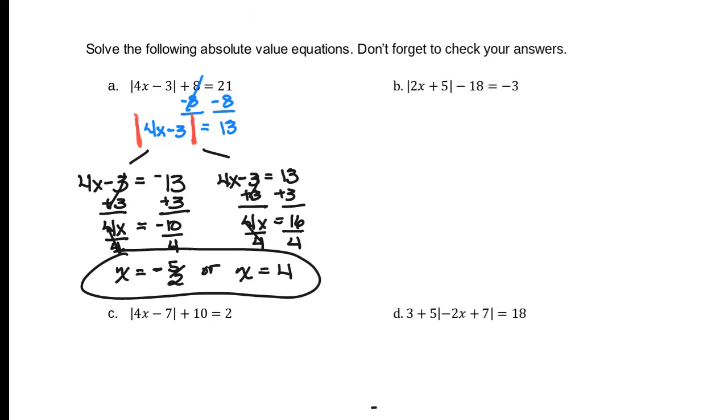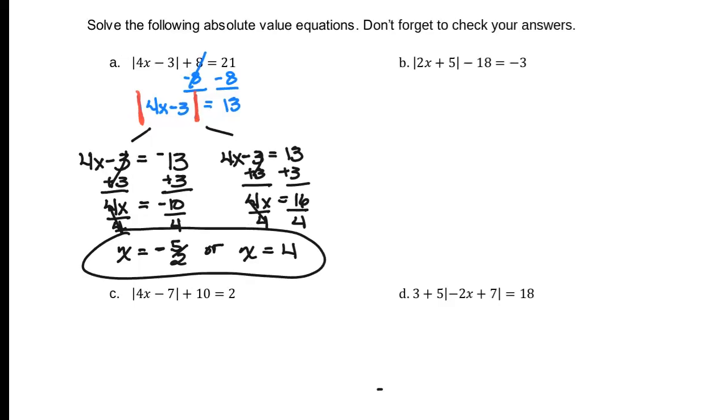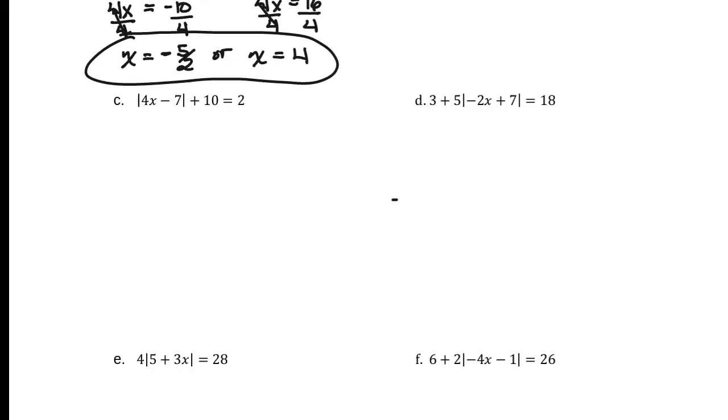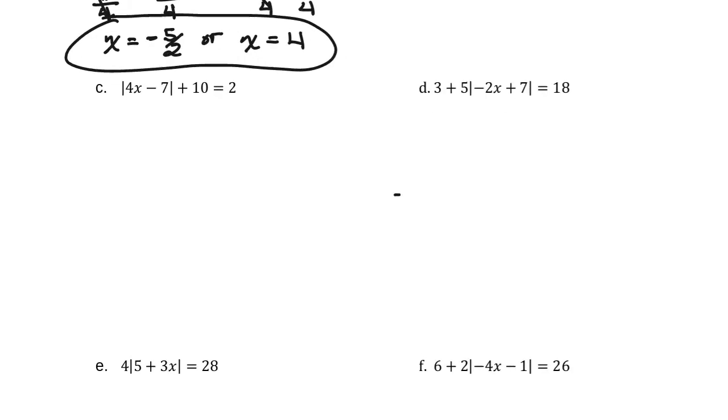All right, let's see here. Let's do letter D for sure. Jump down to D. It says 3 plus 5, and then it's got the absolute value of negative 2x plus 7, end of absolute value, equals 18. What is happening with this 5 here as you look at it? It's getting multiplied. Very good.